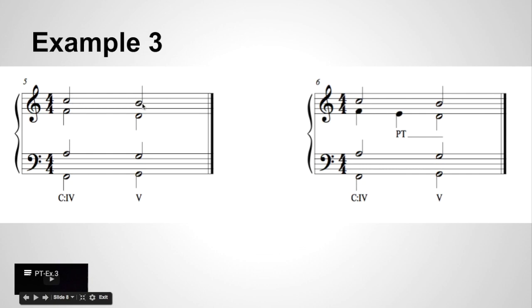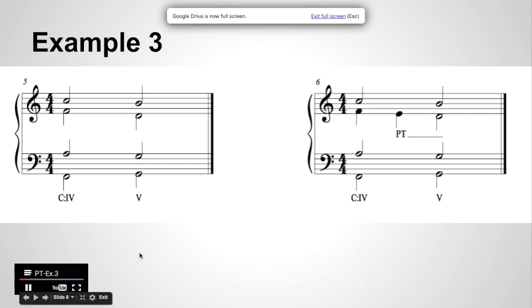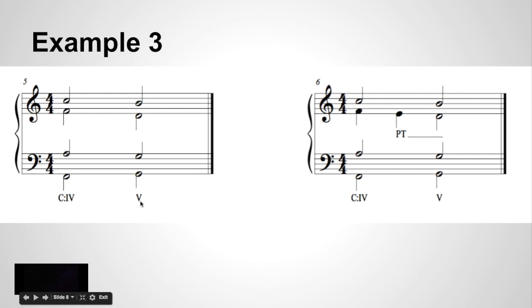There is no space to put a passing tone between C and B here because there's no note between them. But if you look here between the F and the D, there's a perfect opportunity to put a note in between, which is what I did. Let's listen to it. And there's my passing tone there.